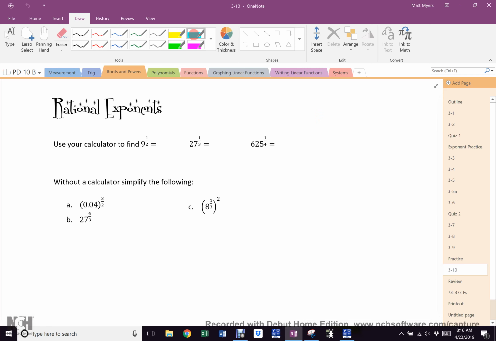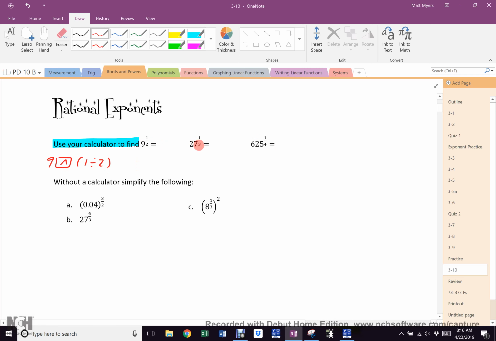Now, just as the instructions say, please use your calculator to find these three values. I don't remember how, Mr. Mars. Yes, you do. You push 9, exponent button, bracket, 1 divided by 2.